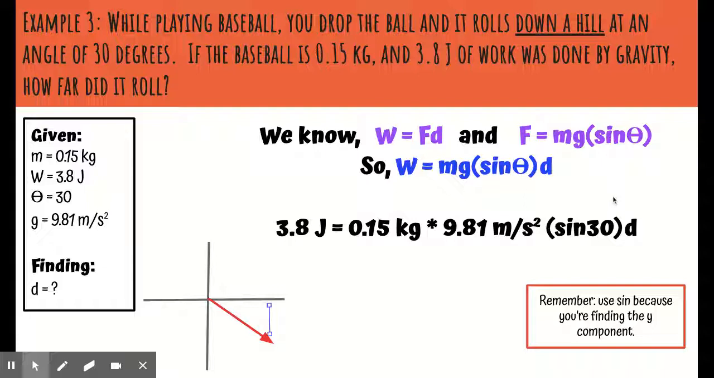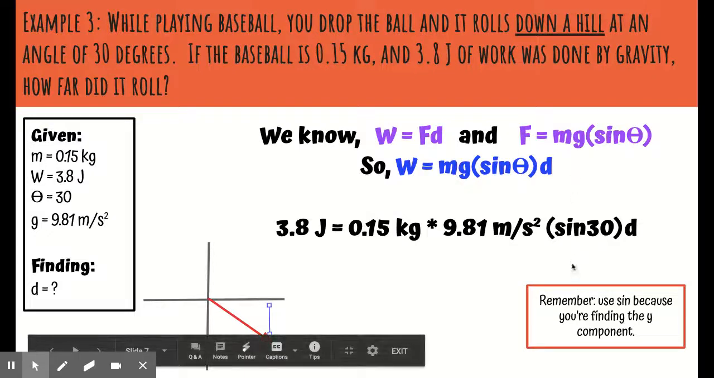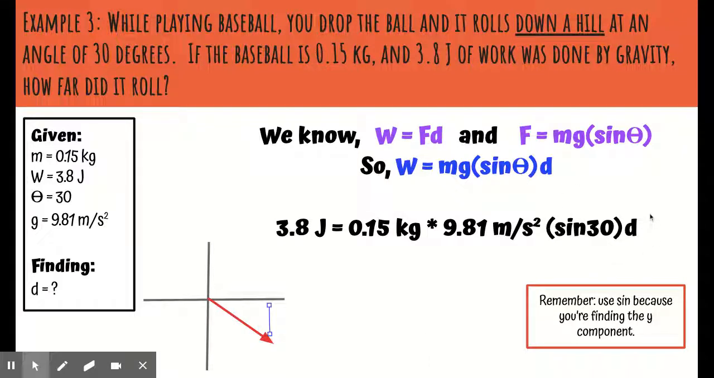So we're solving for the distance. How far did it roll? We're going to have the work was 3.8. We knew the mass of the ball was 0.15. We know that gravity is 9.8. And then we had sine 30 because it's rolling at an angle of 30 degrees. And it's sine because gravity is acting on the y-axis. Okay, so our force is acting on the y-axis, so work has to be done on the y-axis. So then we're solving for displacement. You can simplify that down and solve for your displacement of 5.2 meters.